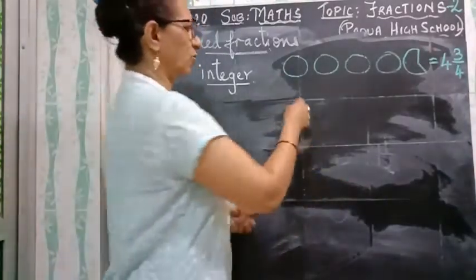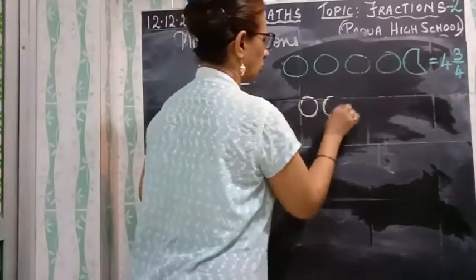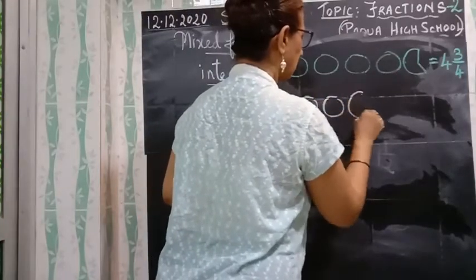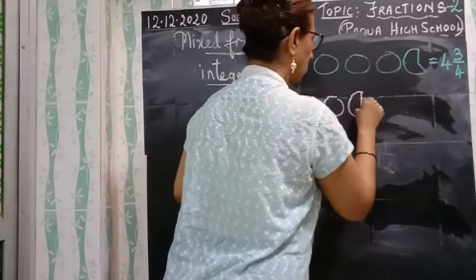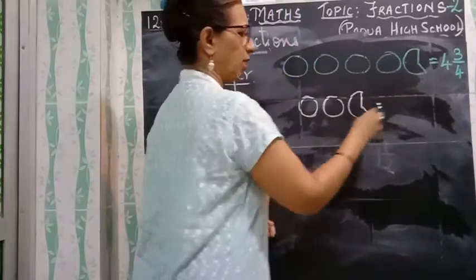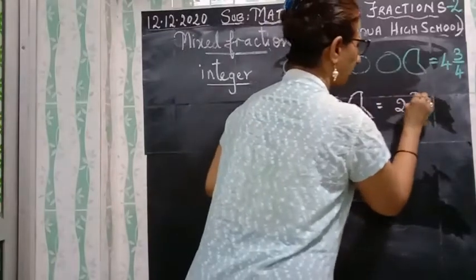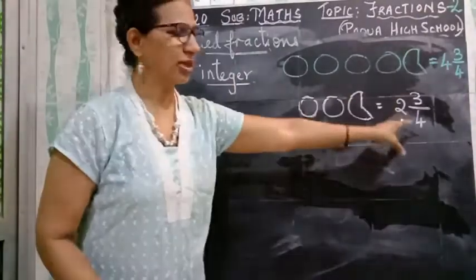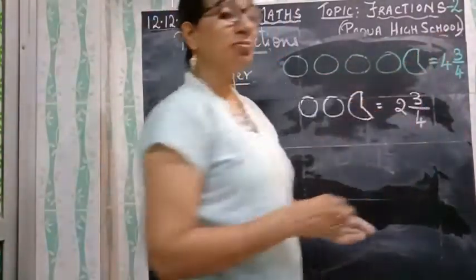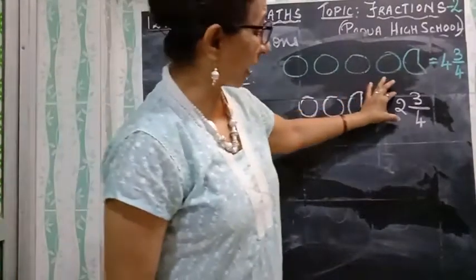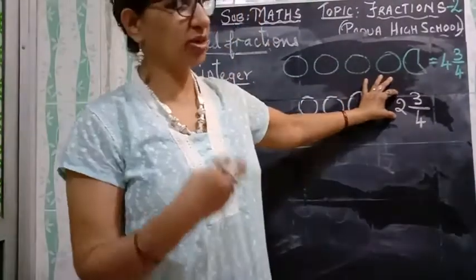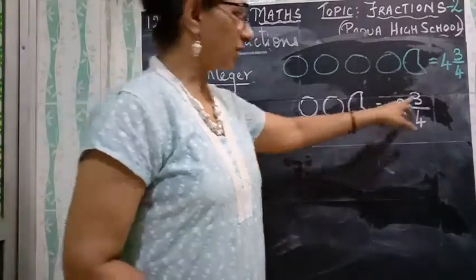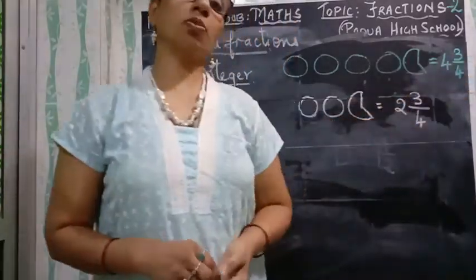Now suppose I have over here 2, and then 3/4. So what will I have here? 2 and 3/4. This is how you have to write. These are what we call mixed numbers. Mixed numbers have a whole number, or what we call an integer, and a fraction. And remember, children, these fractions are always proper fractions.